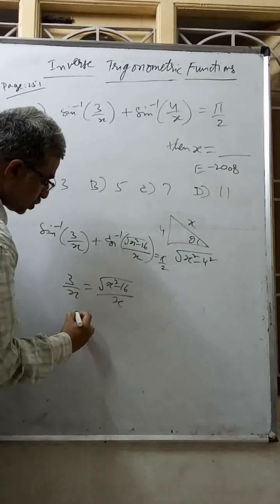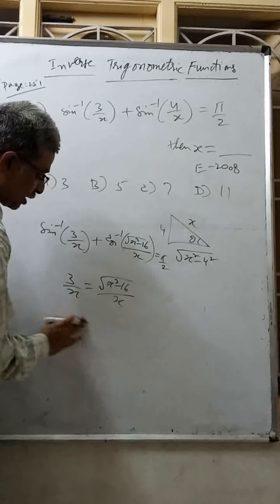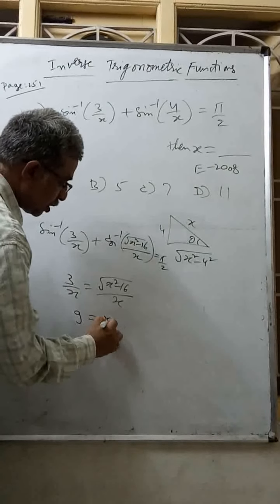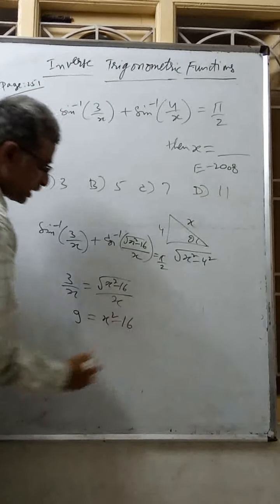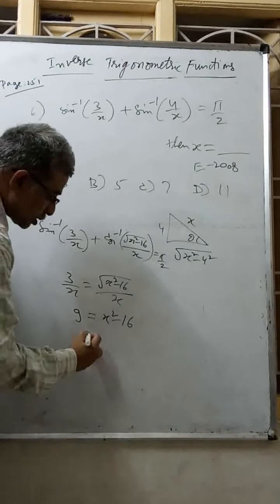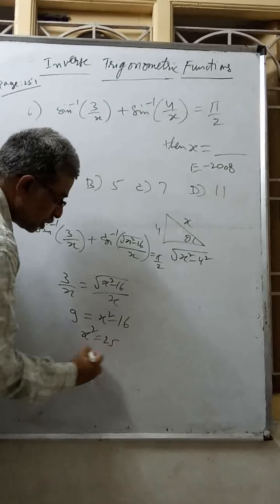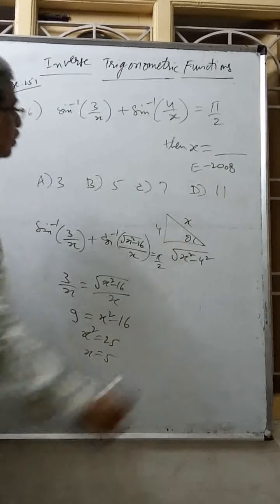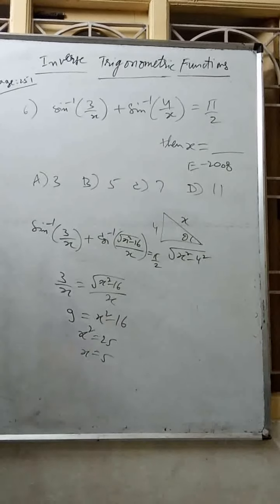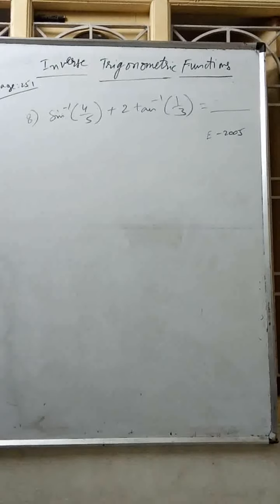So cancelling on both sides, 3 equal to, I am squaring on both sides at a time. 3 equal to x square minus 16. Now x square equal to 25 implies x equal to root 25, that is 5. So our option is B.